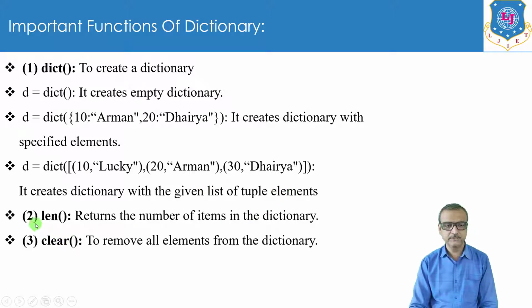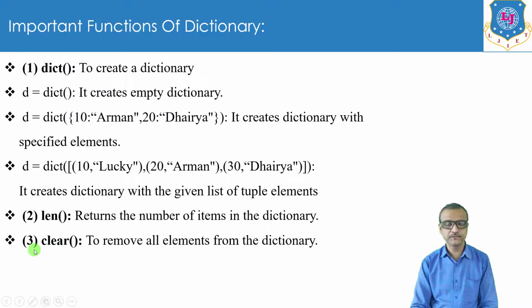Now the second function is the len function. What will this function do? It returns the number of items in the dictionary. For example, in this dictionary we have only two key value pairs. So if we apply the len function on this dictionary, we will have the output as 2.